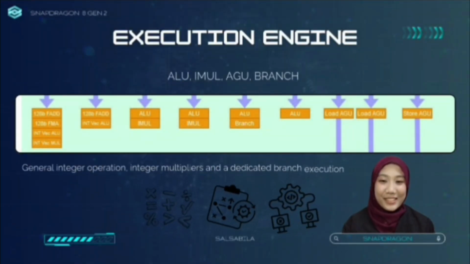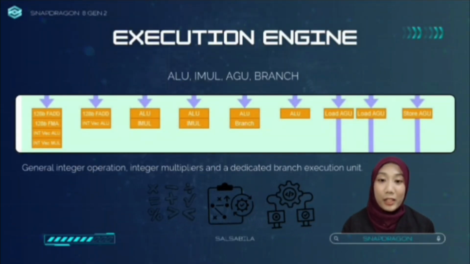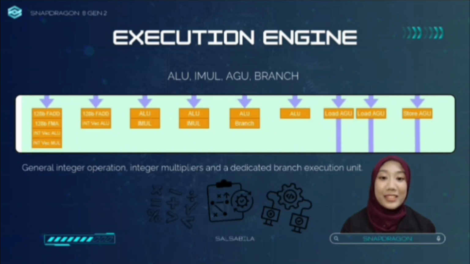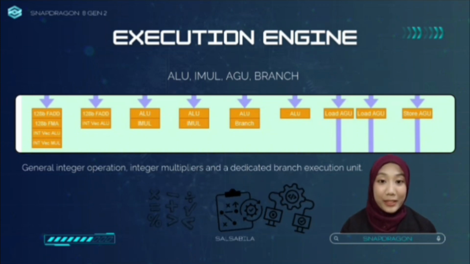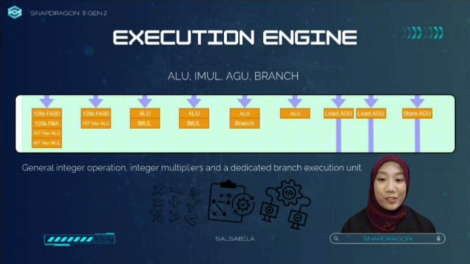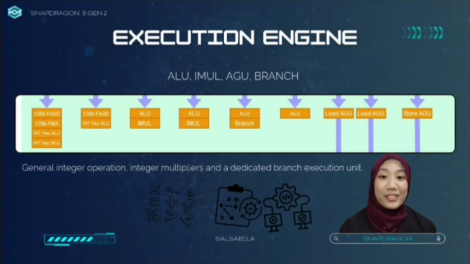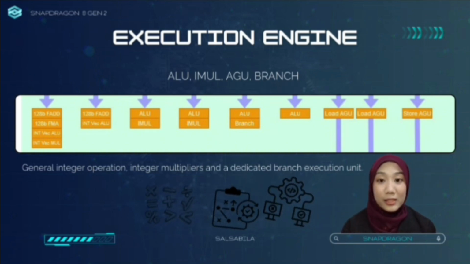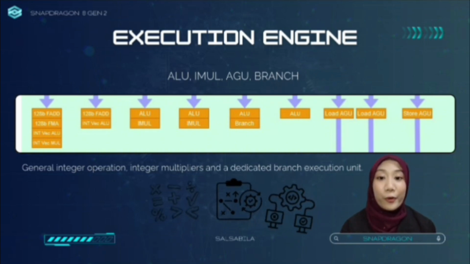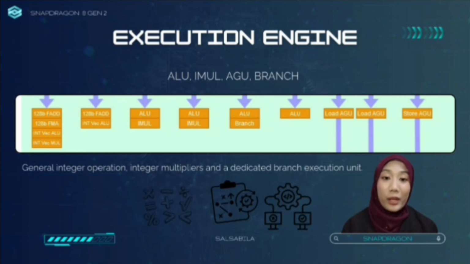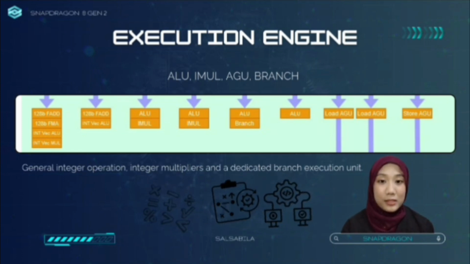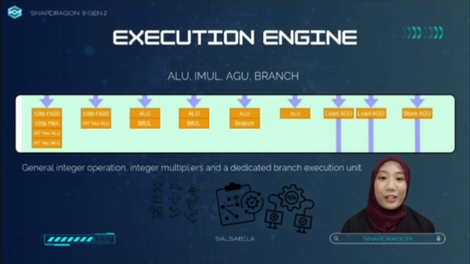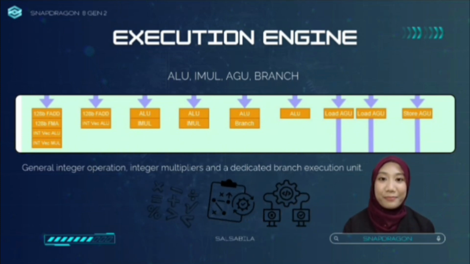Last but not least, in the execution engine, we have ALU, IMUL, AGU, and branch. These are general integer operation units, integer multipliers, and a dedicated branch execution unit in the execution engine. So these operations are carried out by specialized units, including the ALU for math and logic, the IMUL unit for fast multiplication, AGU for calculating addresses, and the branch unit for control flow decisions.